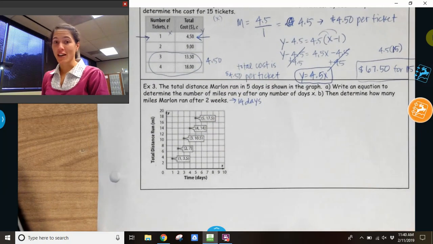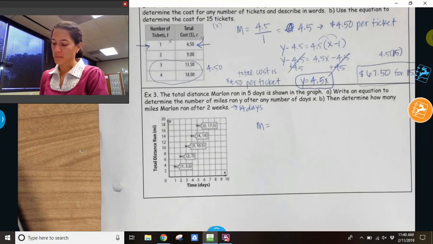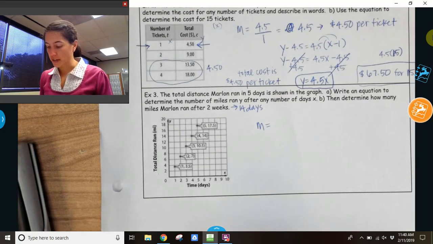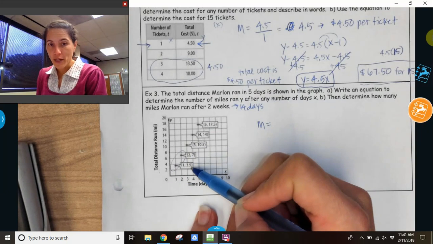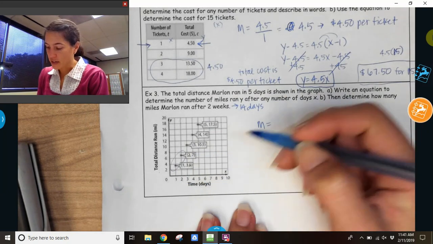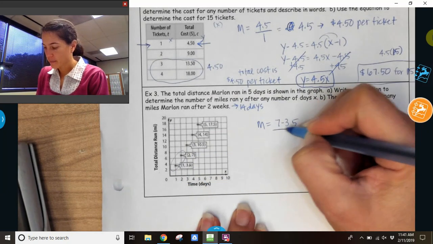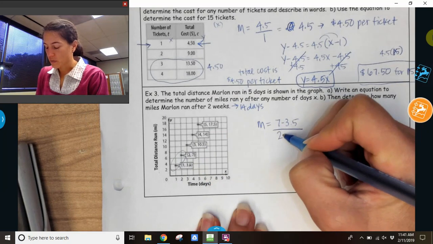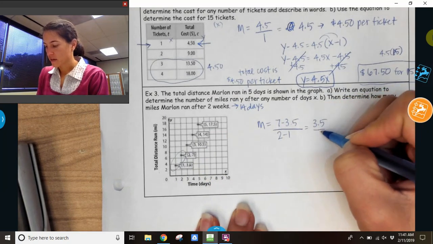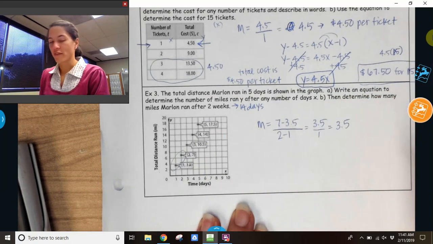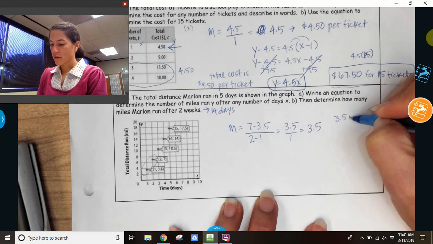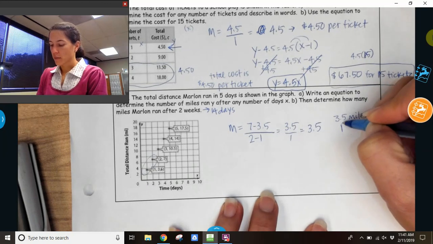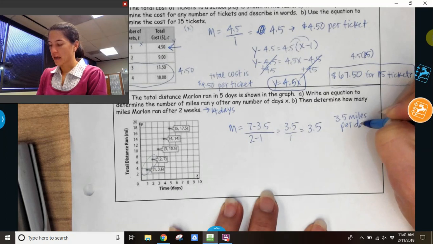So just like we started the others, we need to find the slope. And you can take any 2 points. I'm just going to take these first 2 points. So I'm subtracting y minus y. So 7 minus 3.5 and 2 minus 1. So my slope is 3.5, and that means he runs 3.5 miles per day.